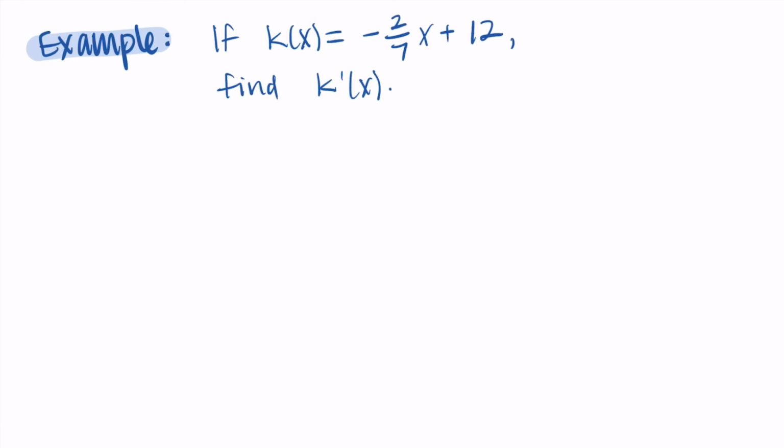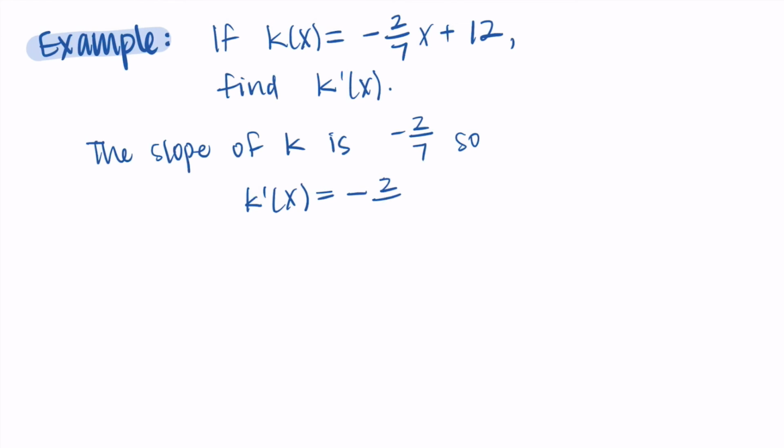So remember, the derivative is the slope, it's the m value, so the slope of k of x is negative 2/7, so k prime of x equals negative 2/7. To go through this one more time, the derivative is the slope at any point on the function. Our slope is constant, it's always negative 2/7, so the derivative is negative 2/7. This process will work for any linear function, so the derivative of a linear function is always just the slope of the linear function or the slope of the line.